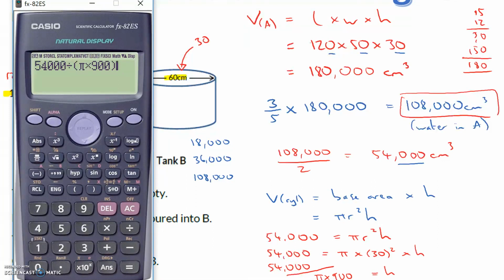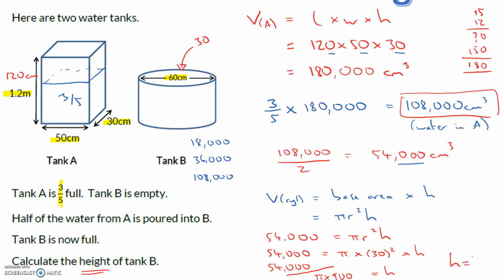54,000 divided by pi equals, then divided by the 900. I want to divide by the whole of that denominator, so I needed the brackets in the way I've put it in. What do we get? We get h equals 19.1 to 1 decimal place centimetres. So h equals 19.1 centimetres is our final answer.